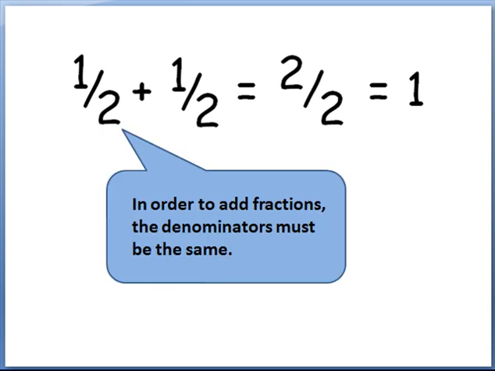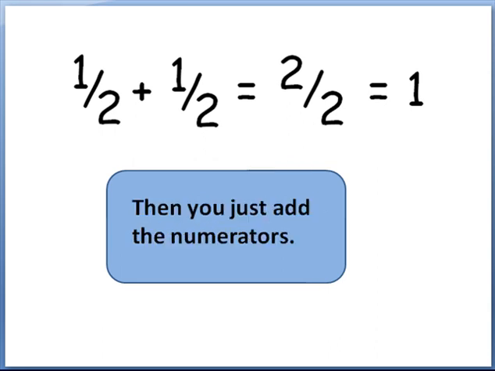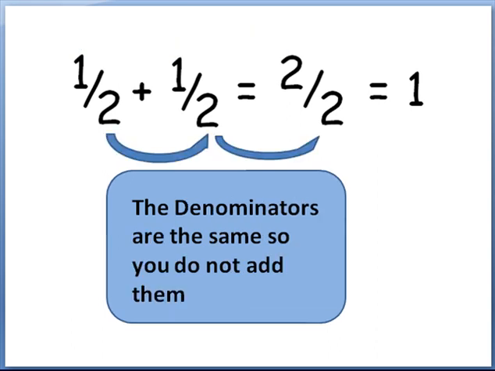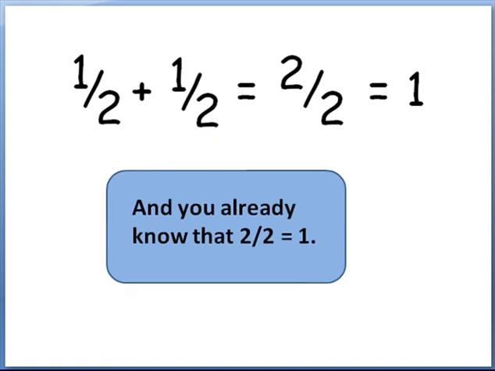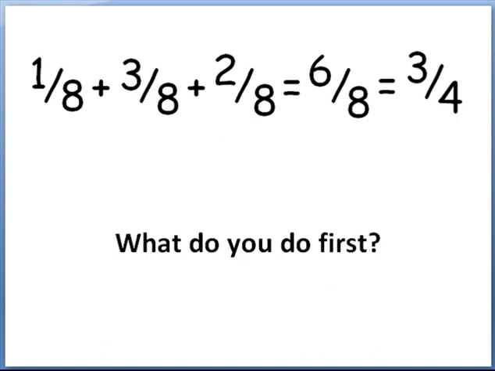Alright, in order to add the fractions, the denominators must be the same, and you'll produce a denominator that's the same. In other words, 2 plus 2 is not 4 in this case. A denominator of 2 and a denominator of 2 remains a denominator of 2. And so then you just simply add the numerators. So 1 plus 1 is 2, and the denominators stay the same. You do not add them. So you already know that 2 over 2 is equal to 1, so we'll move on.